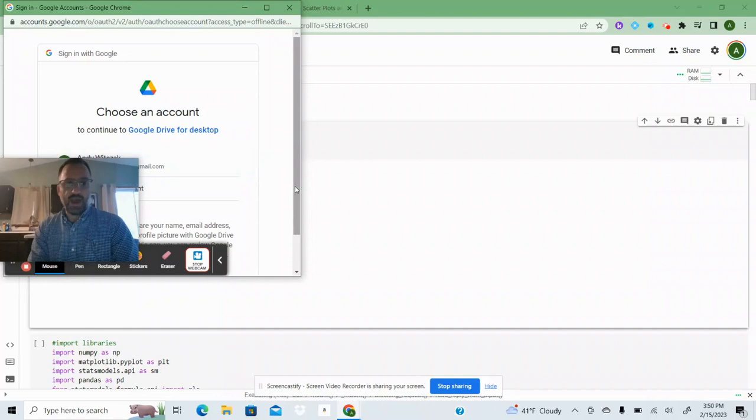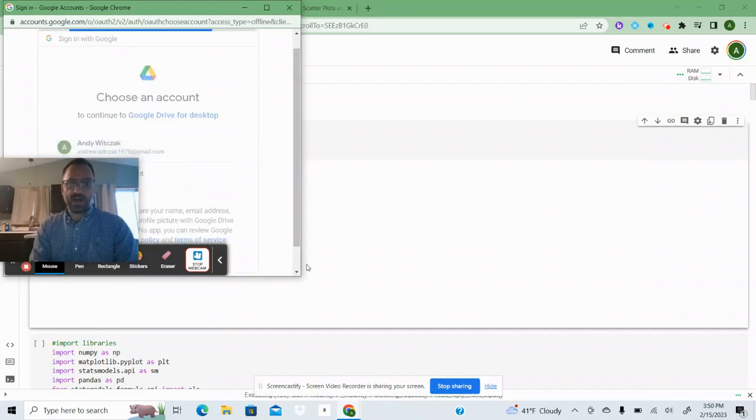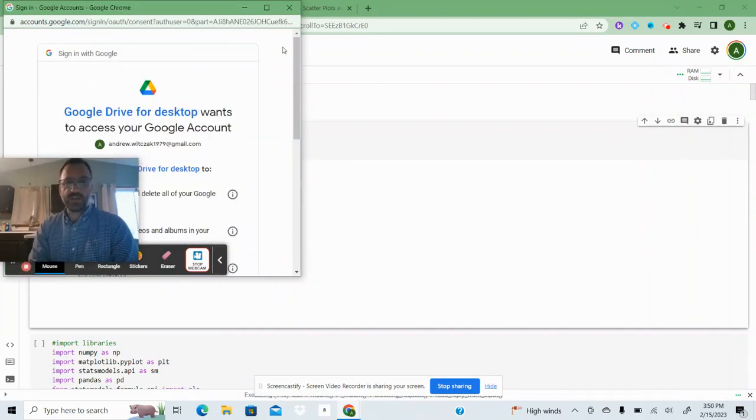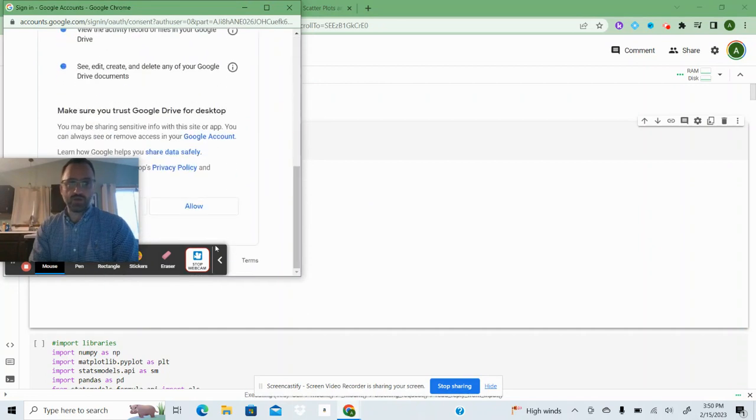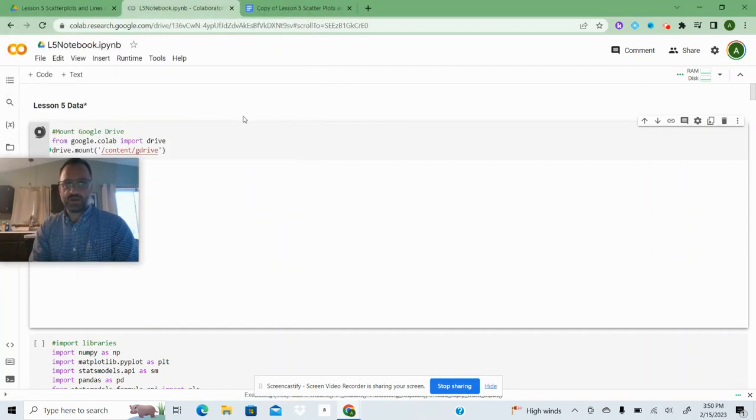All right, so we're going to look at lesson 5, scatterplots and lines of best fit. So the first thing that I'm doing here is mounting my Google Drive. So I did that for the lesson 5 notebook.